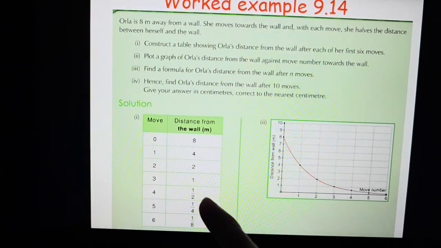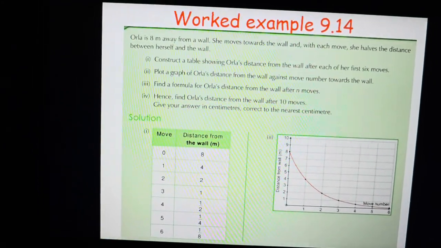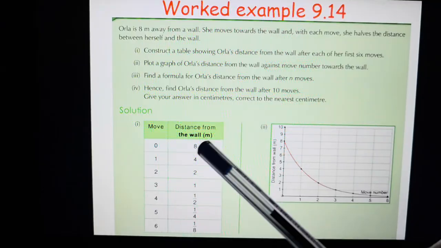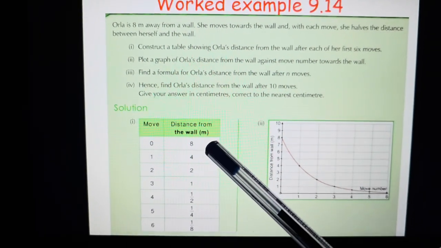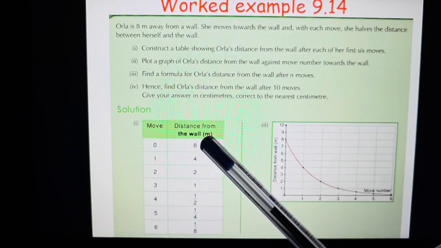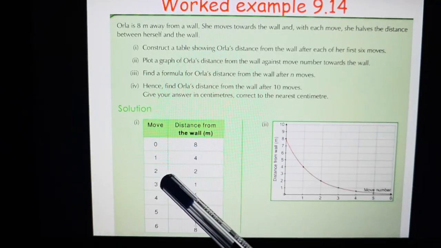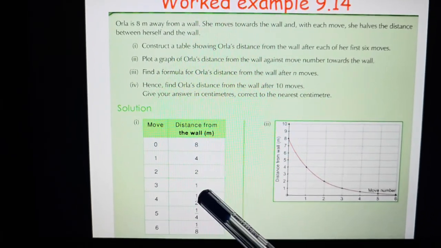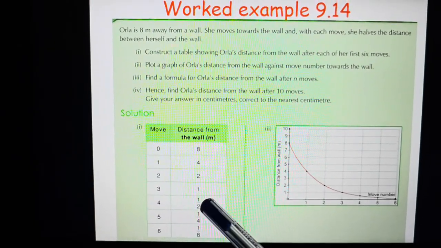So here's the table. When she's standing still, she hasn't made any moves at all yet. She is 8 meters from the wall. She takes 1 step. You half the distance that she originally was, so half of 8 is 4. Her second step, half of 4 is 2. Her third step, half of 2 is 1. Her fourth step, half of 1 is a half.